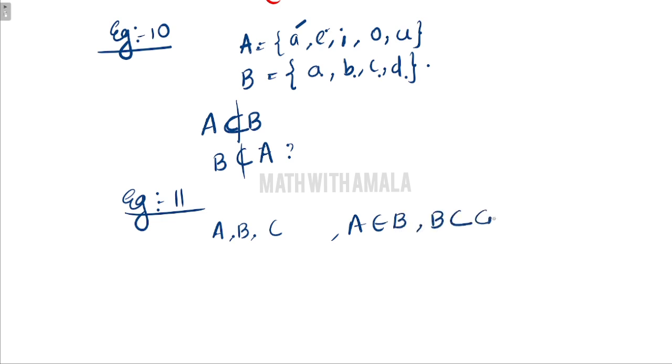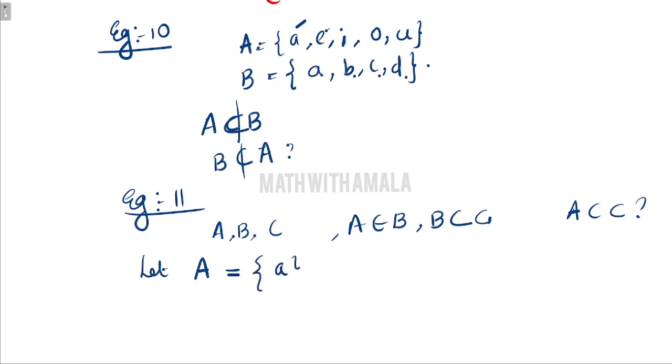Let's take A, B, C, such that A belongs to B and B is a subset of C. A is included in B, and B is a subset of C. The question is whether A is a subset of C.